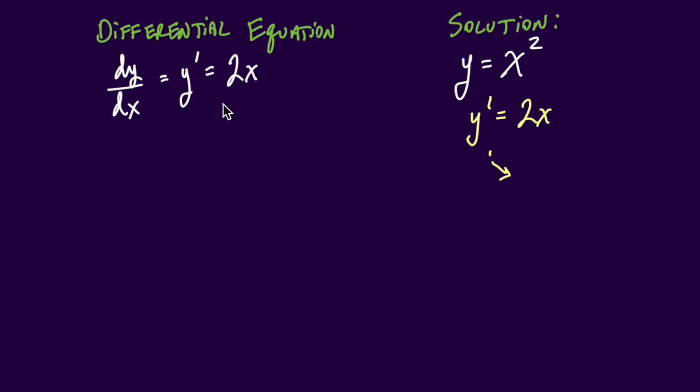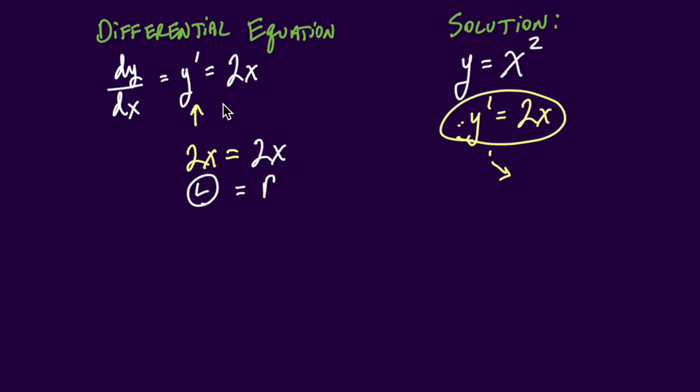Next is to take this derivative and plug it into the differential equation. So we take y prime equals 2x, and instead of y prime, we have 2x, and of course that equals the right side of the equation. So if the left side equals the right side, we have an identity, which means this is a solution. y equals x squared is a solution to this differential equation for all values of x.